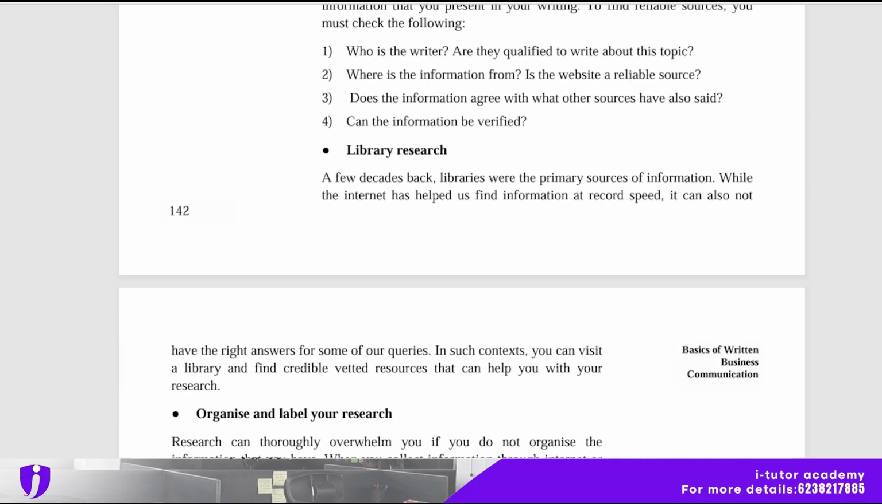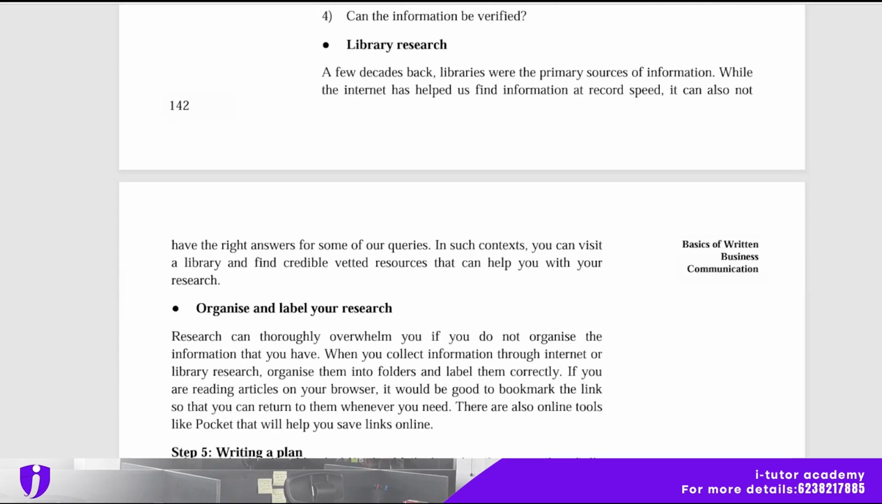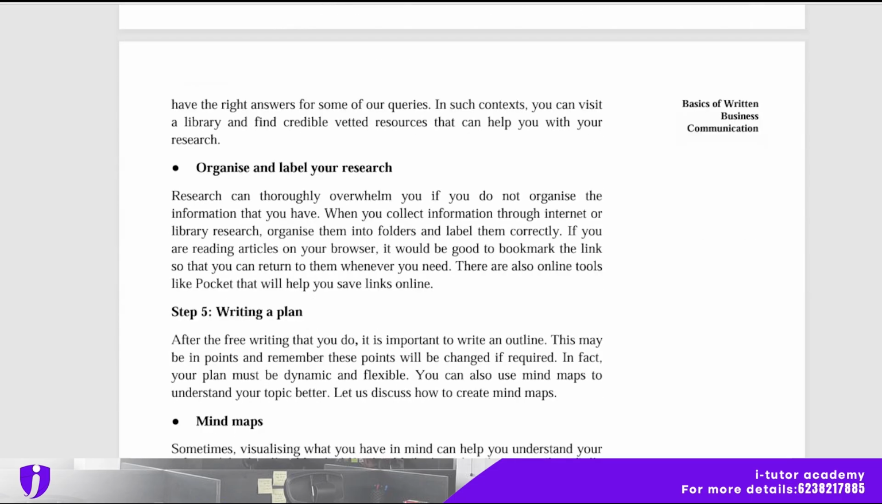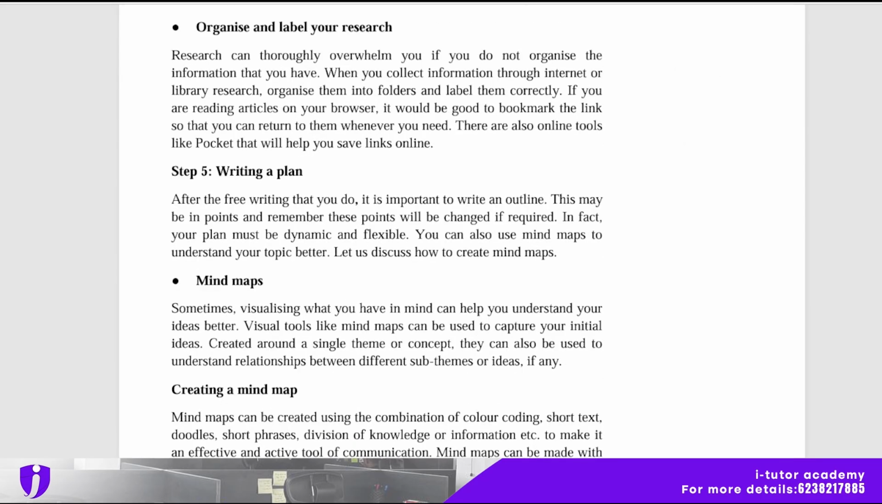While the internet has helped us find information at record speed, it can also fail to have the right answer for some of our queries. Organize and label your research. Research can thoroughly overwhelm you if you do not organize the information that you have. So when you collect the information through internet or library research, organize them into folders and label them correctly.